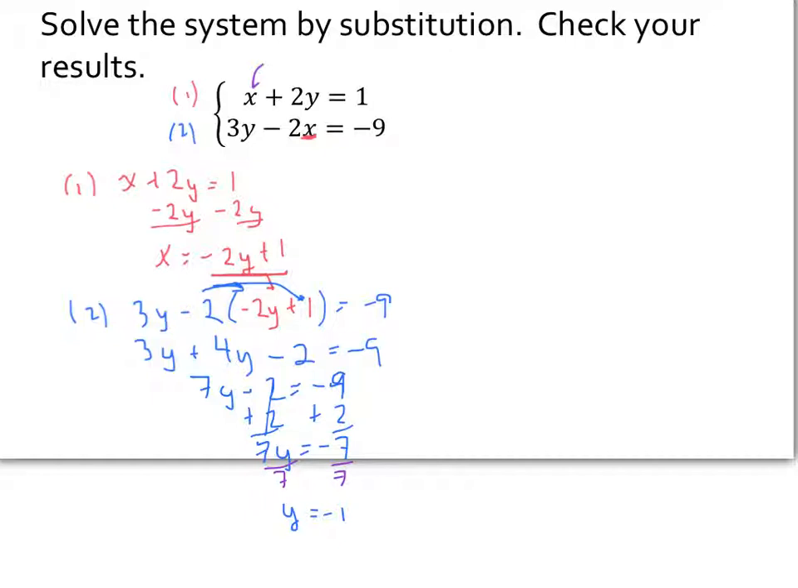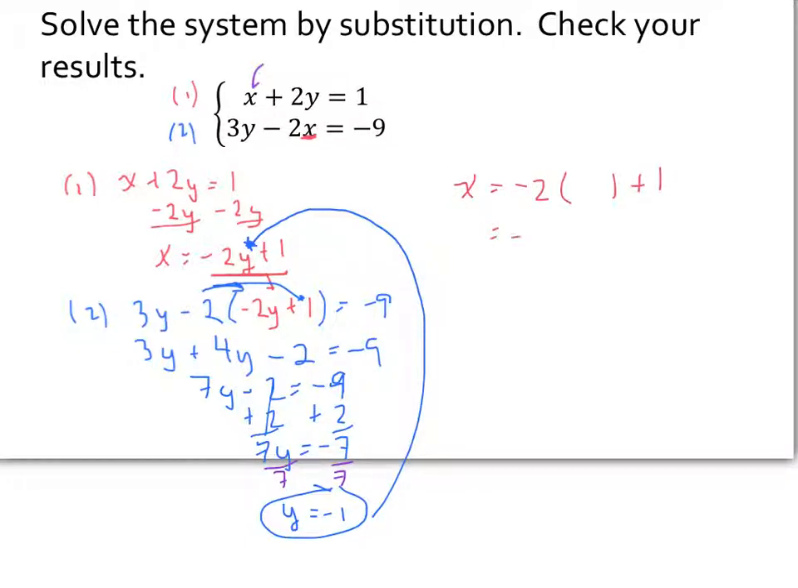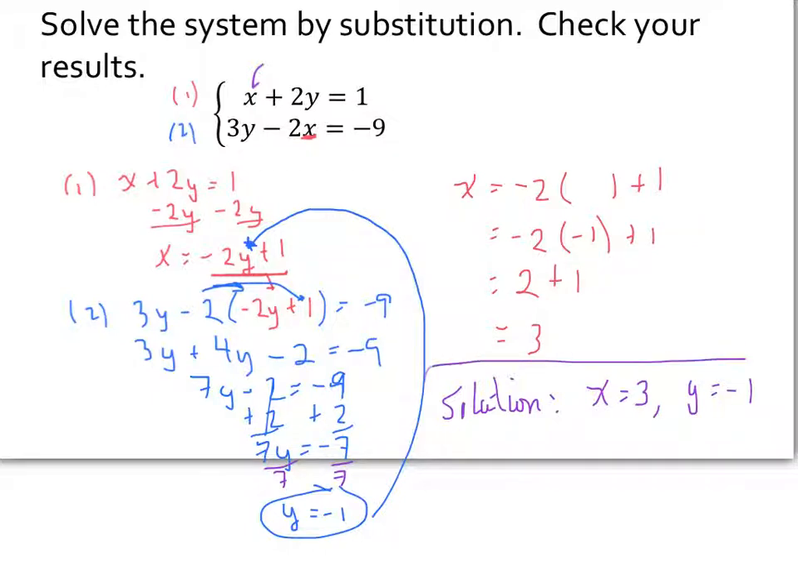And now let's go ahead and plug this in. So this y equals negative 1. Let's go ahead and plug it in right here. Okay, so I have the following. I have x equals negative 2 times something plus 1. But that something is a negative 1. And negative 2 times negative 1 is positive 2, and 2 plus 1 is 3. And so my solution is x equals 3 and y equals negative 1, which is the same thing that we got previously in the first video. Unless I said it wrong, but I think this is what I said.